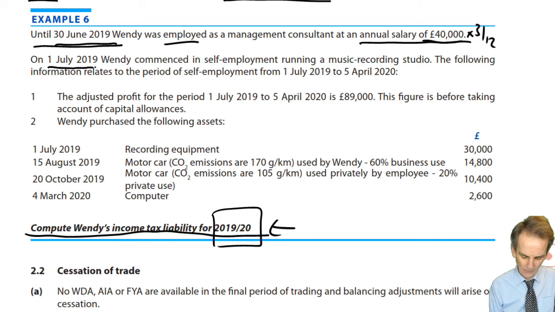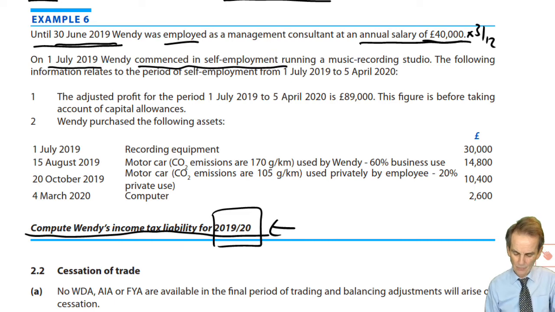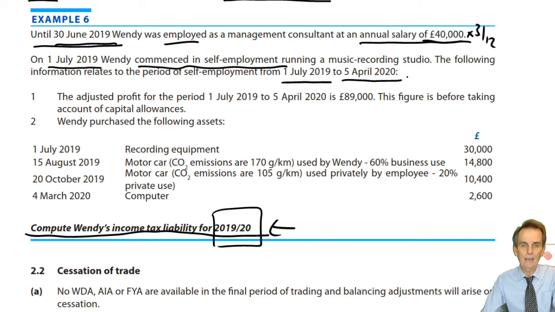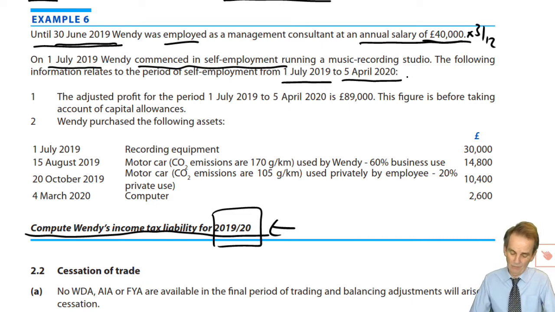What did she then do? On the 1st of July 19, she commenced self-employment, running a music recording studio. The following information relates to the self-employment from the 1st of July 19 to, well, very kind here, it might have been 31st of March, but it's the 5th of April 2020. Again, the examiner does sometimes get kind to you and give you such an accounting date for the unincorporated trader. Now, the outcomes, of course, whether it was the 5th of April or the 31st of March, would be one and the same. We time apportion to the nearest month.